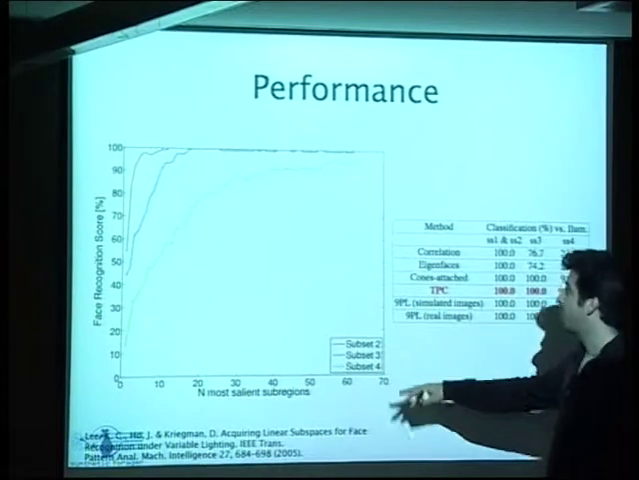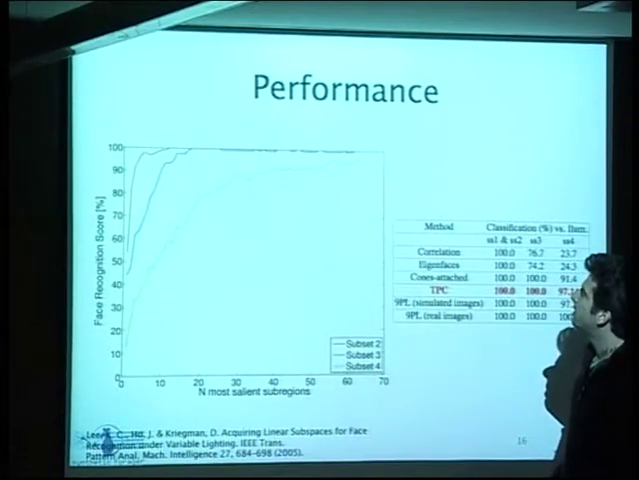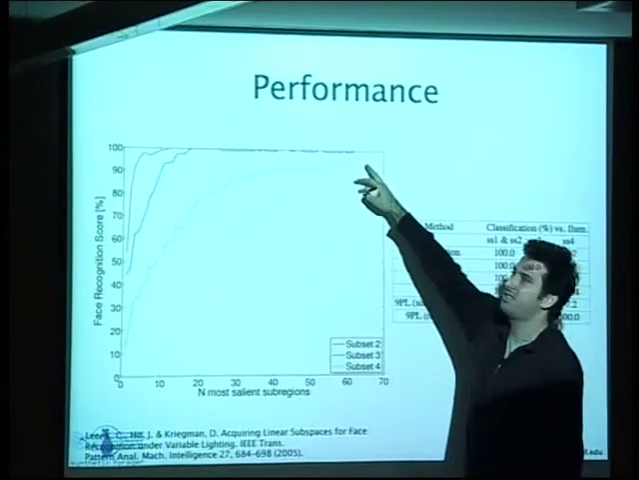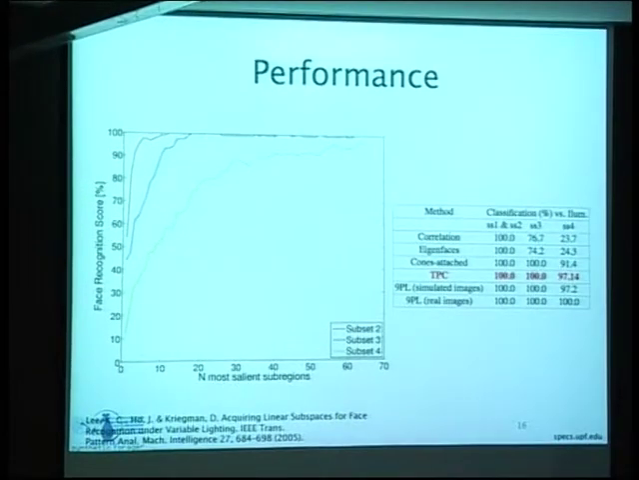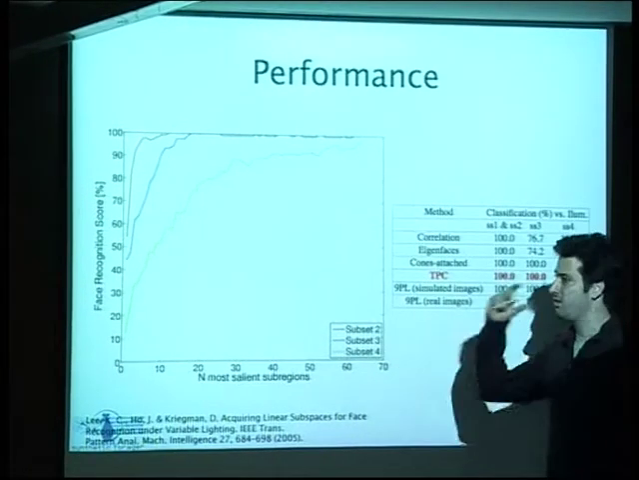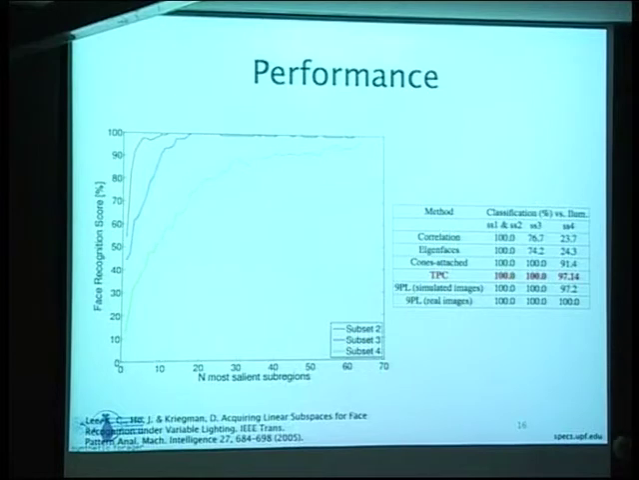In subset 4, we reached 90–70%, which is, we do need all the subregions of the phase. So if we compare this to the state-of-the-art methods, TPC is going to be here.